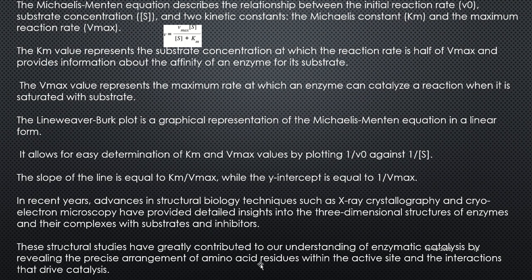So in the same reaction you will find Vmax. What is Vmax? The Vmax value represents the maximum rate, remember this, the maximum rate at which an enzyme can catalyze a reaction when it is saturated with the substrate. Now, the Lineweaver-Burk plot is a graphical representation of the Michaelis Menten equation, as I said, and it allows easy determination of Km and Vmax values by plotting 1 by V0 against 1 by substrate. The slope of the line is equal to Km by Vmax and the y-intercept is equal to 1 by the maximum velocity.